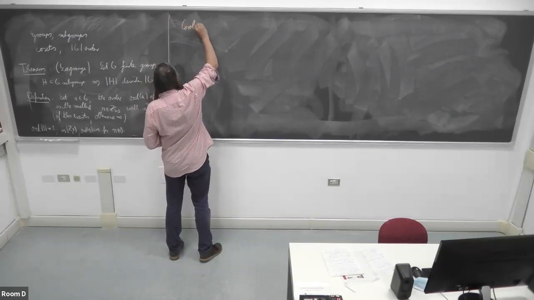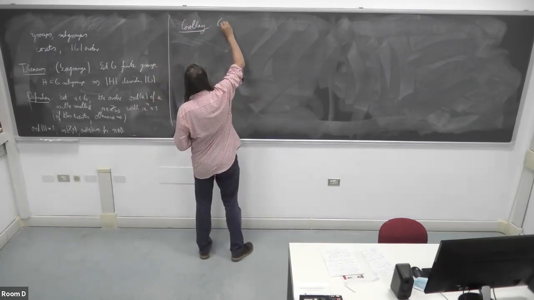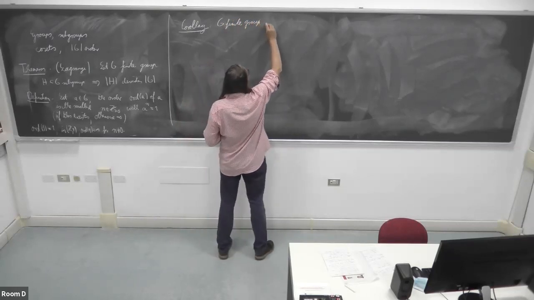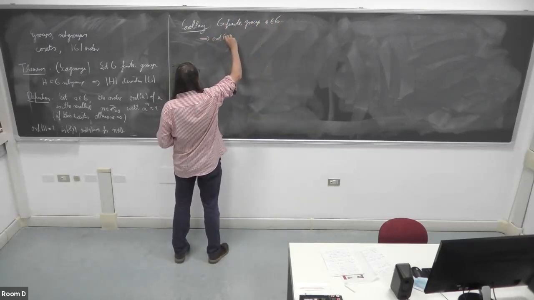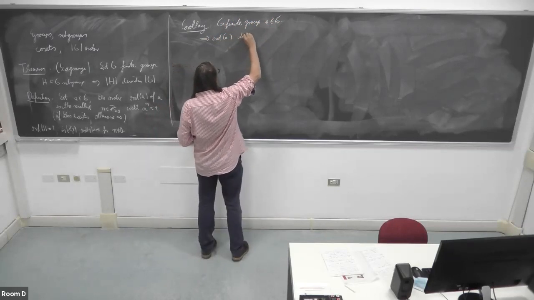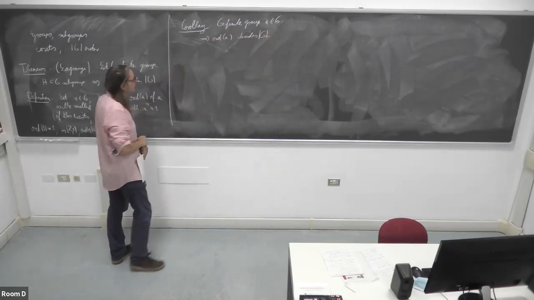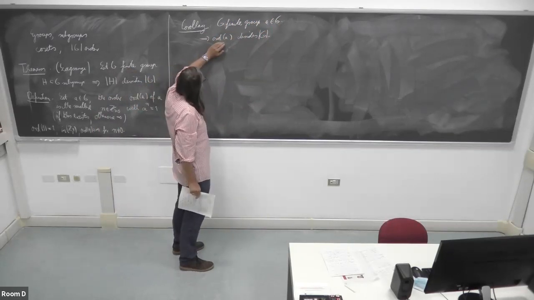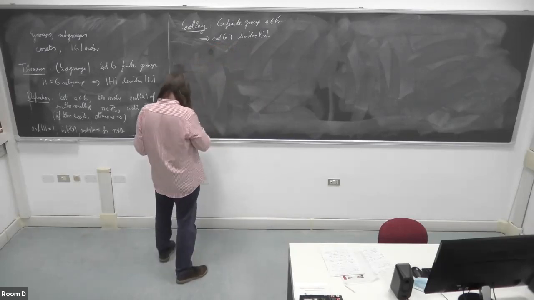Corollary. G is a finite group, and A is an element in G. Then it follows that the order of A divides the order of G. It's easy to see. We'll see now that the order of the subgroup generated by A is just the same as the order of A, and so therefore it follows.